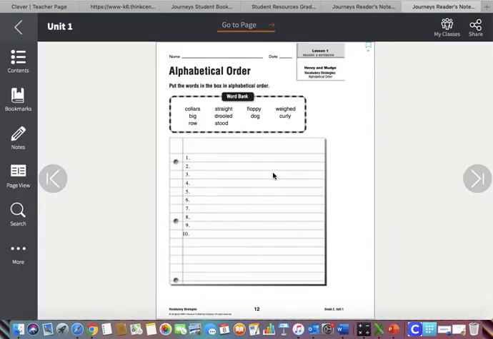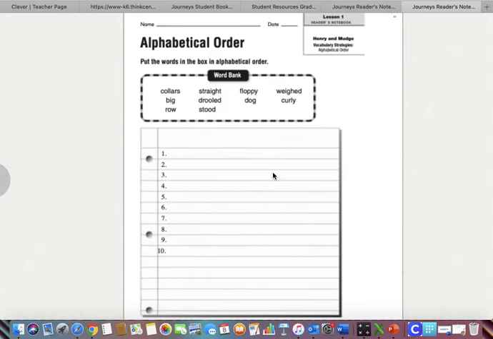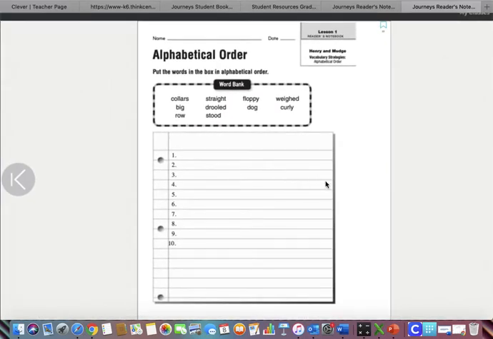There we go. We see a page that looks like this, alphabetical order. Okay? So now what we want to do is we have words up here at the top in a word bank. We want to use these words and put them in the correct order from 1 to 10 on the lines. They gave us like a little mini piece of notebook paper here. So remember, the whole idea of alphabetical order is to start with the letters at the beginning of the alphabet and work all the way down to the letters at the end of the alphabet.